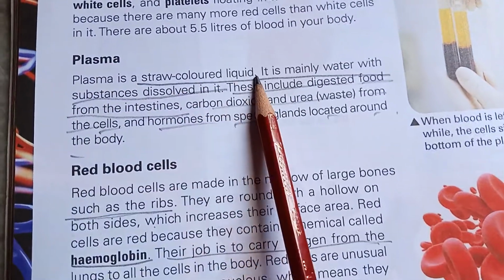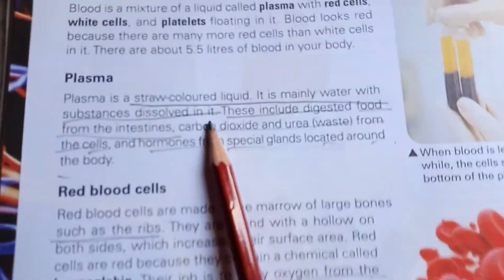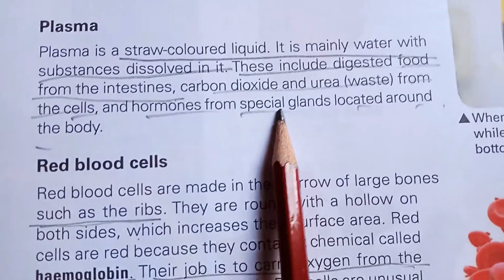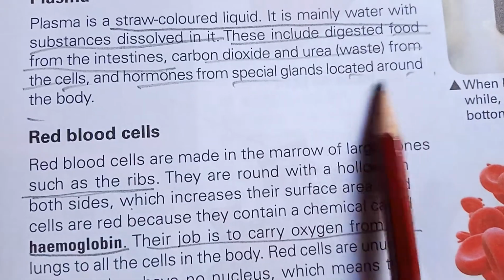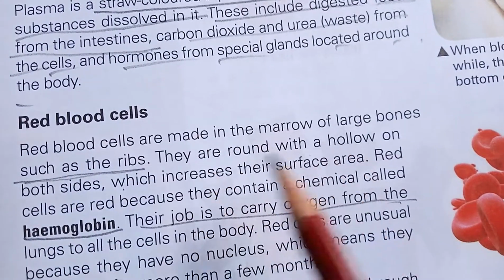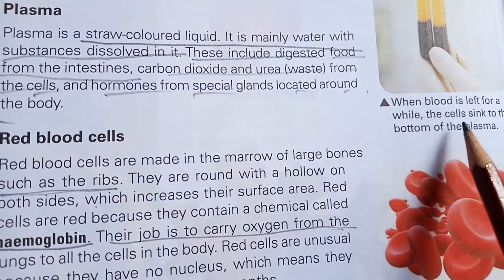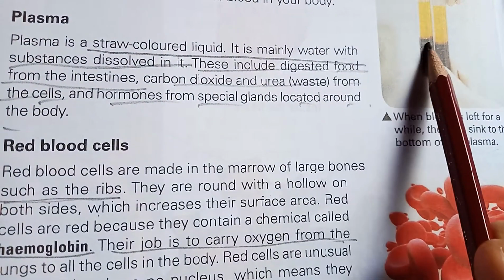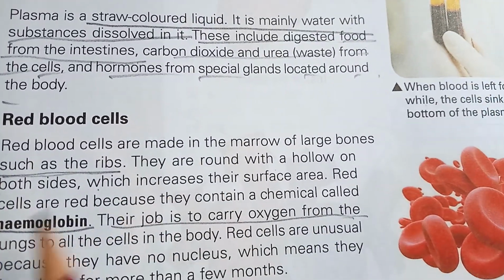So what is plasma? Plasma is a straw-colored liquid. It is mainly water with substances dissolved in it. What type of substances are these? These include digested food from the intestine, carbon dioxide and urea waste from the cells, and hormones from special glands located around the body. When blood is left for a while, the cells sink to the bottom of the plasma. So these blood cells thicken and sink into the plasma.